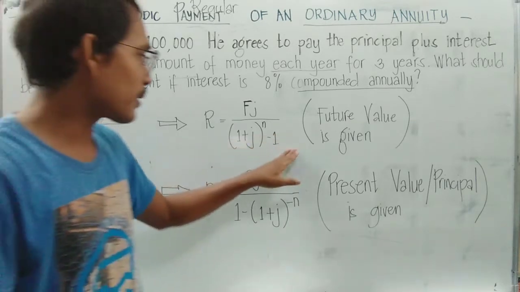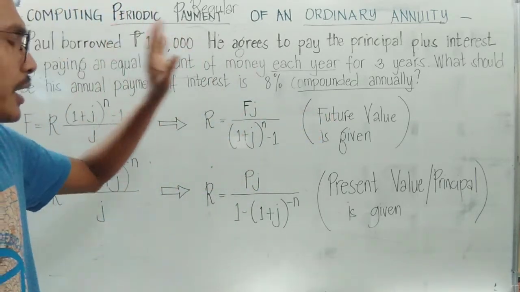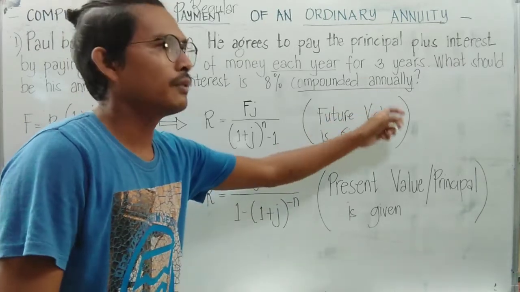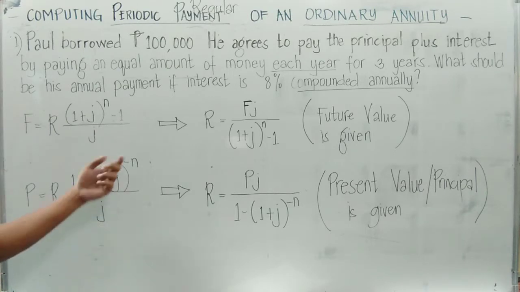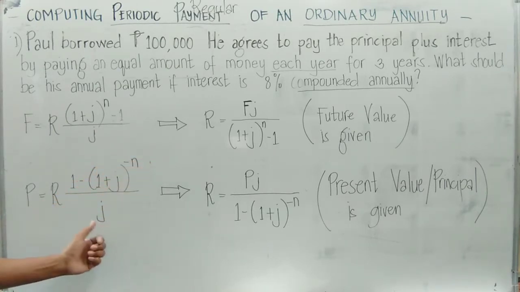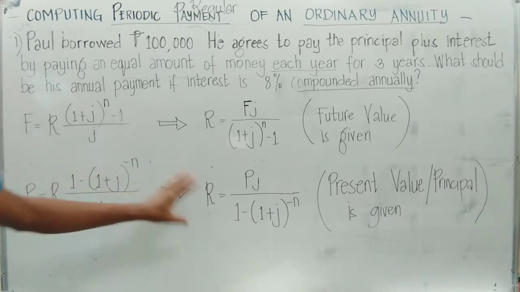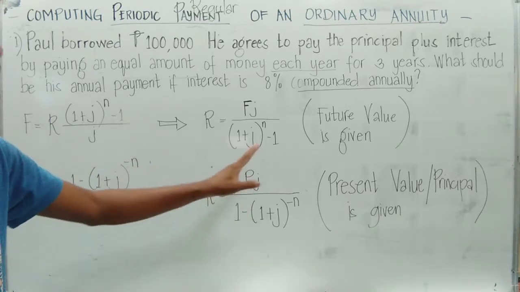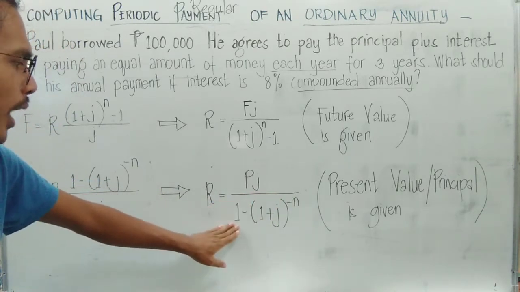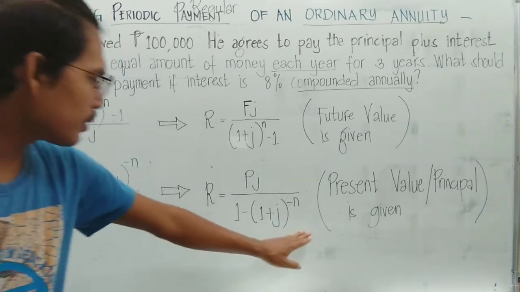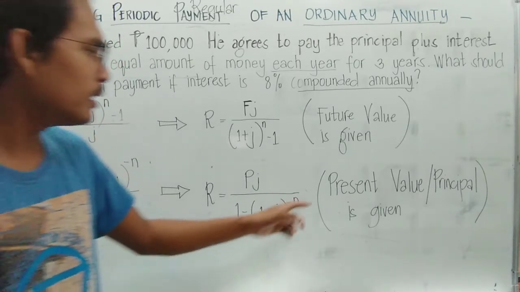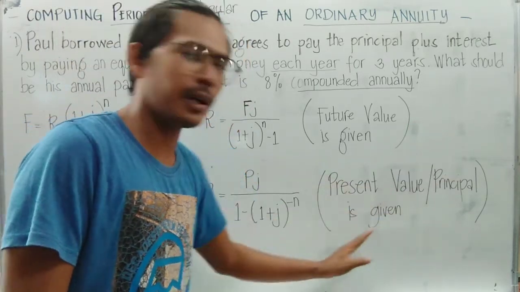Okay? So this will be our formula in computing your periodic or regular payment when the future value or maturity value is given. Then we have P is equal to R times the quotient of 1 minus the quantity of 1 plus j raised to negative n divided by j. From here we have derived R equals P times j over 1 minus the quantity of 1 plus j raised to negative n. So this will be our equation or formula when the present value or the principal is given.